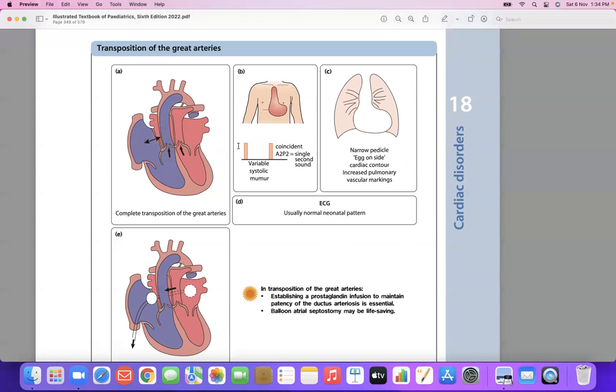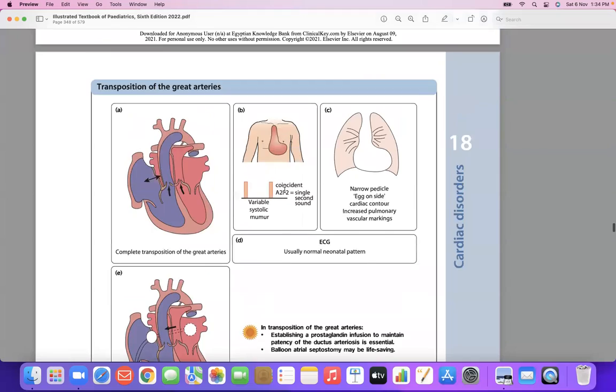So let's go to the murmur. You can have a variable systolic murmur, and single second sound you can have.